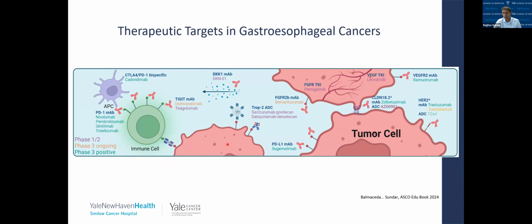We have multiple different drugs coming into the space, and by improving systemic control as well as response rates to primary tumors, the idea is, in combination with radiation as well as surgery, the goal is to try and be able to cure a much larger number of patients who are suffering from gastroesophageal cancer than we could in the past.